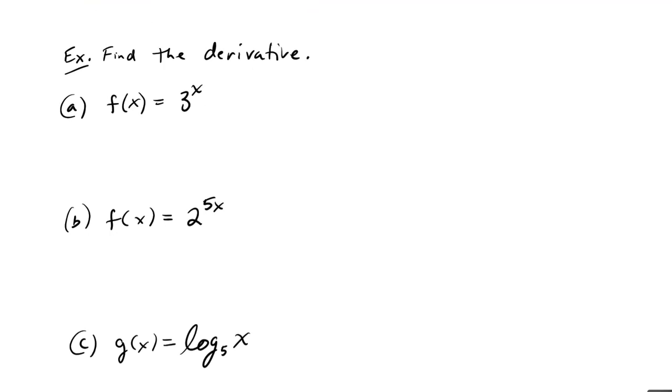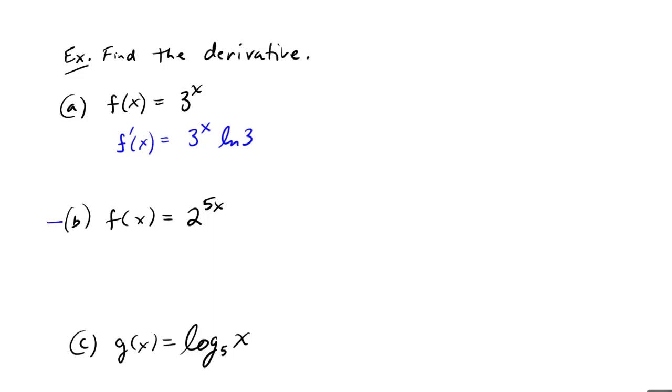Let's find the derivative of f of x equals 3 to the x. Okay, that's an exponential with a different base. All right, so my derivative, I would say, it's an exponential 3 to the x, so it's 3 to the x, but then it's not base e, so I need to multiply by ln of 3 as a correction factor. And that's it.